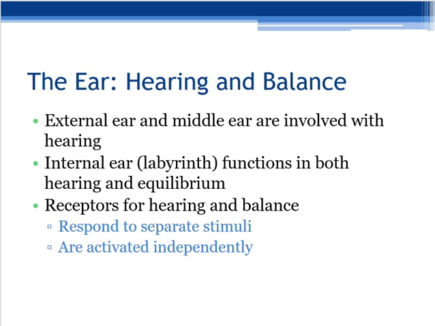Now, when it comes to the ear, we have the external ear and middle ear, which are involved with processing sound waves through air, and they're processing sound waves that are going to be involved in hearing. Now, with the internal ear, you not only have areas that process hearing information, but also areas that process equilibrium or balance information. And the receptors for hearing and balance are different and are located in different locations.